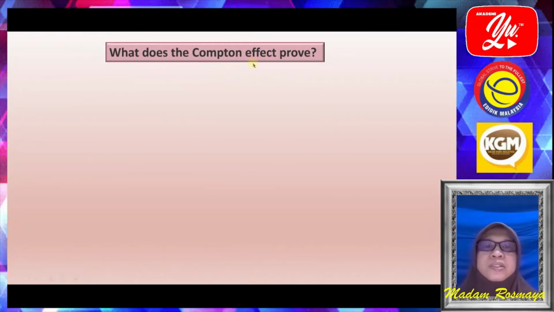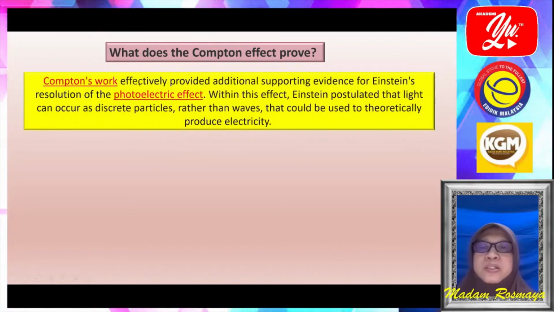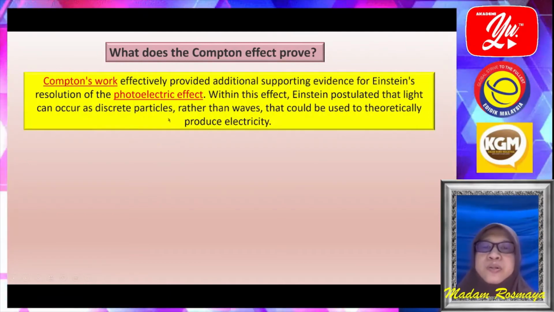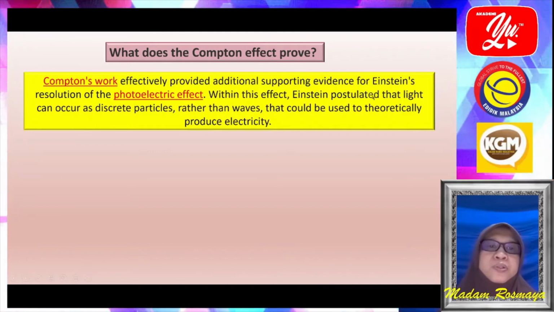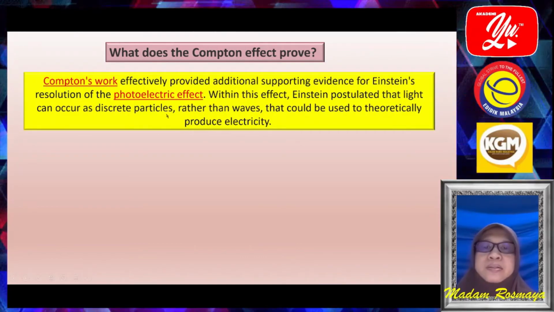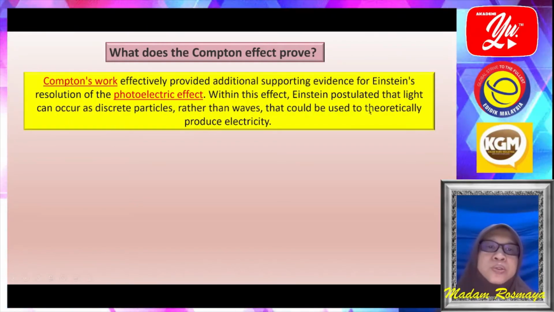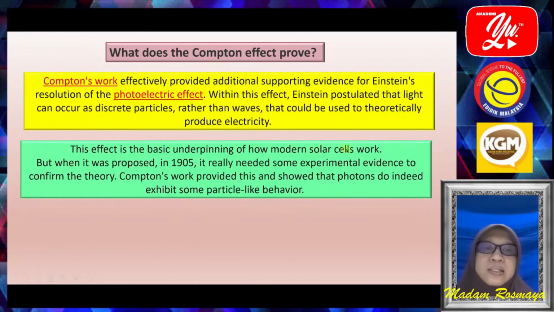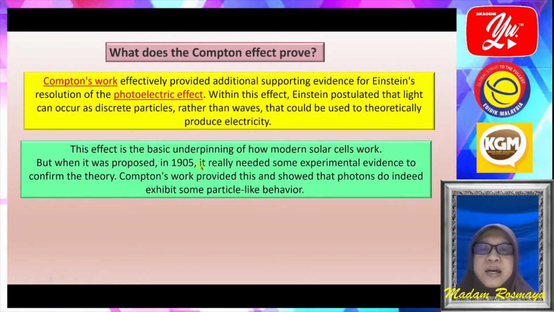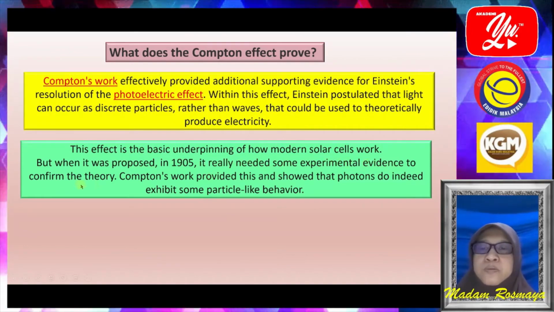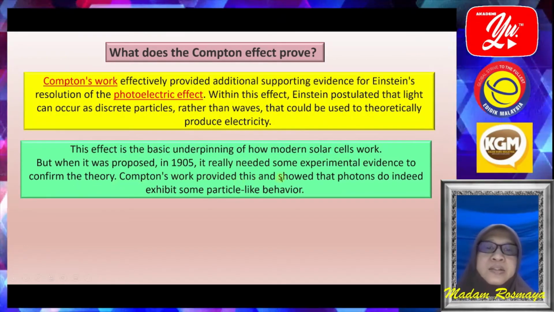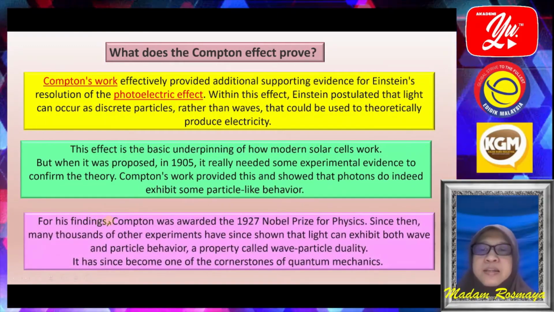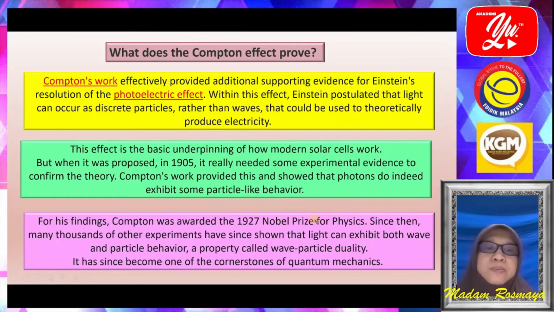So what does the Compton effect prove? Compton's work effectively provided additional supporting evidence for Einstein's solution of the photoelectric effect. Within this effect, Einstein postulated that light can occur as discrete particles rather than waves, which could be used to theoretically produce electricity. This effect is the basic underpinning of how modern solar cells work. But when it was proposed in 1905, it really needed some experimental evidence to confirm the theory. Compton's work provided this and showed that photons do indeed exhibit some particle-like behavior. For his findings, Compton was awarded the 1927 Nobel Prize for Physics.